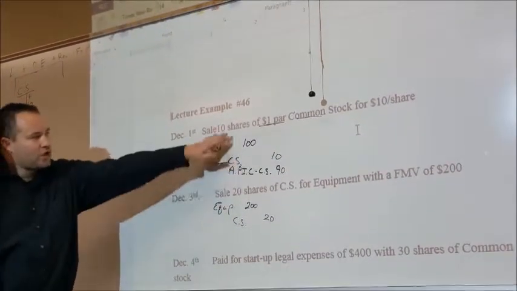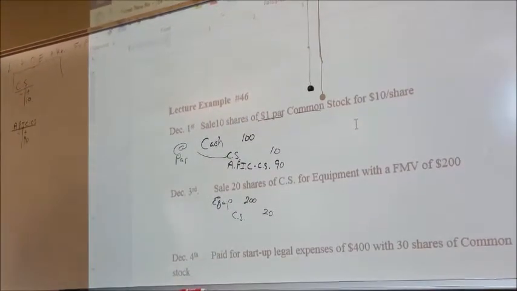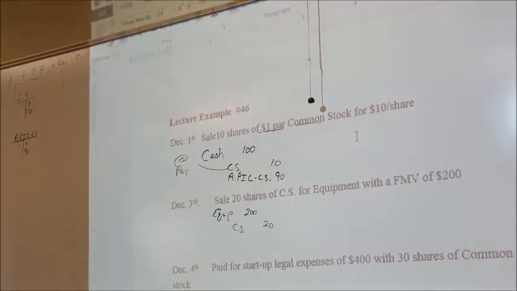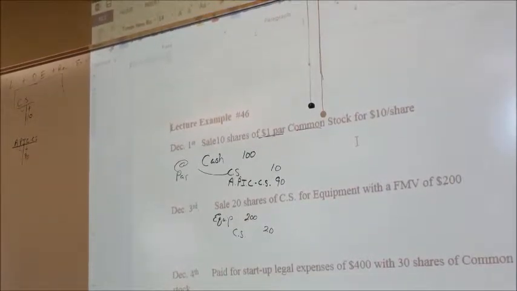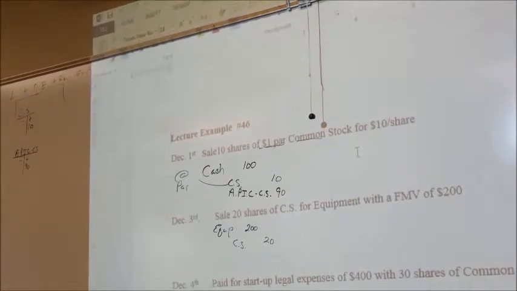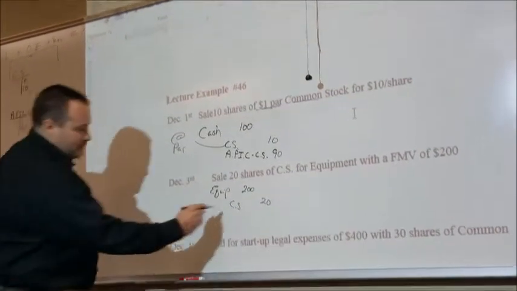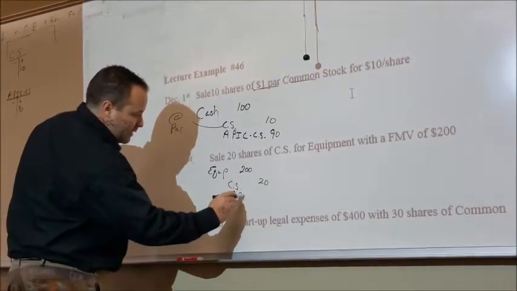Remember, once you have the par set, that would be something in your articles of incorporation. That's not going to be changed. Once the par's set, it's set. My additional paid in capital is the rest.